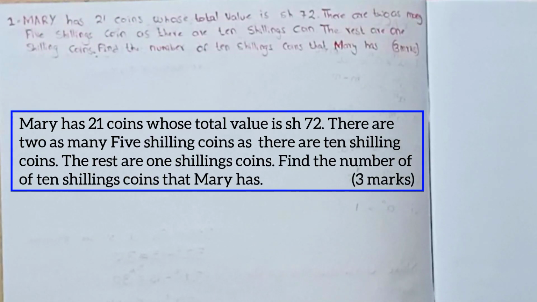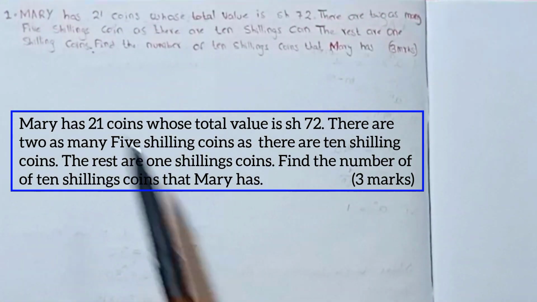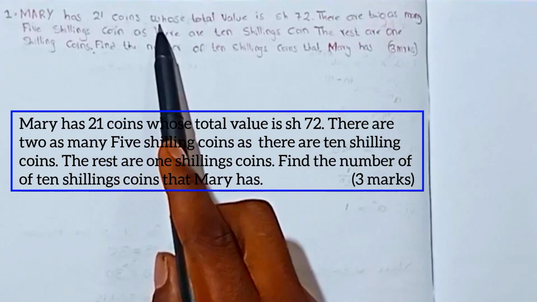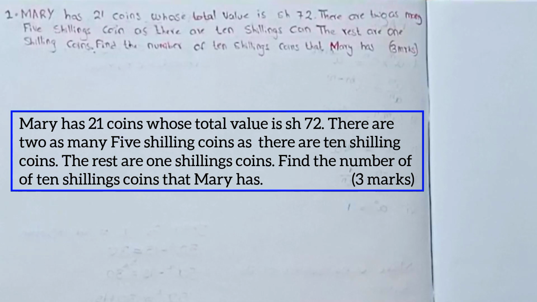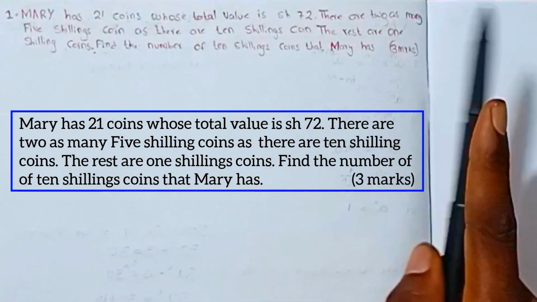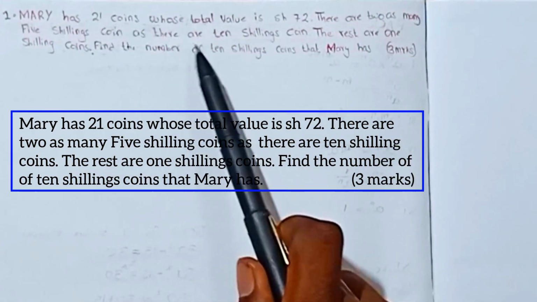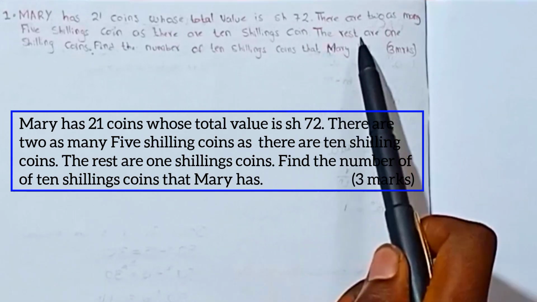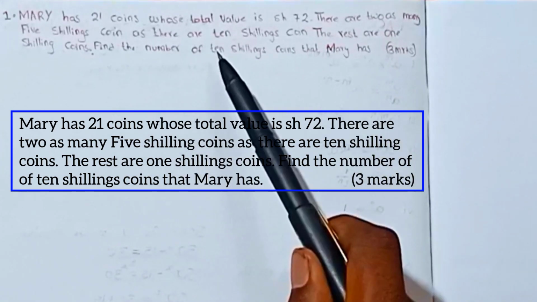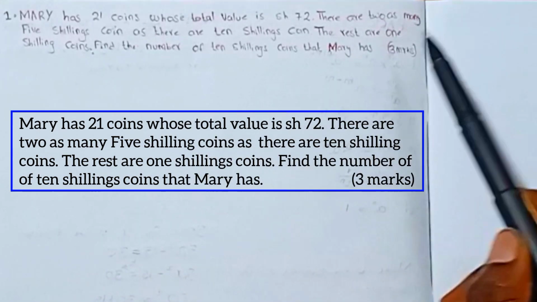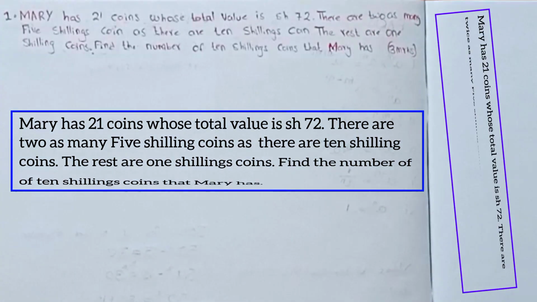So today we are having this question which is saying Mary has 21 coins whose total value is 72 shillings. There are twice as many 5 shilling coins as there are 10 shilling coins. The rest are 1 shilling coins. Find the number of 10 shilling coins Mary has. 3 marks.